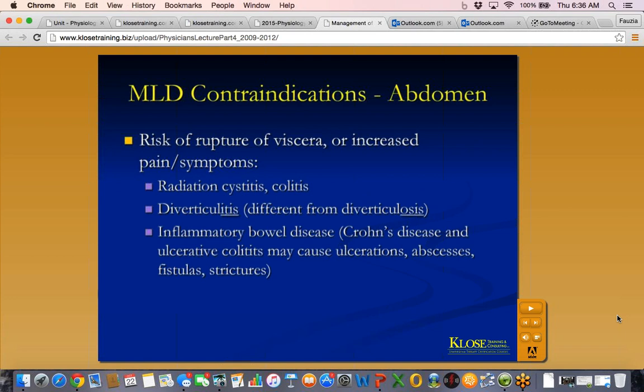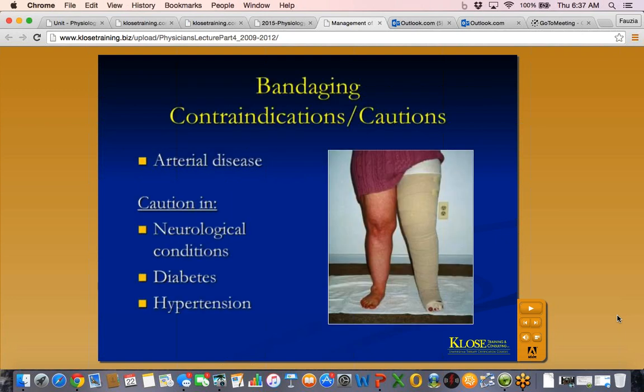Again, if they have a risk of rupture of the viscera, increased pain, if they have inflammation in their colon or bladder, or diverticulitis, inflammation, inflammatory bowel disease. Again, these are contraindications for abdominal MLD. And we already talked about these.